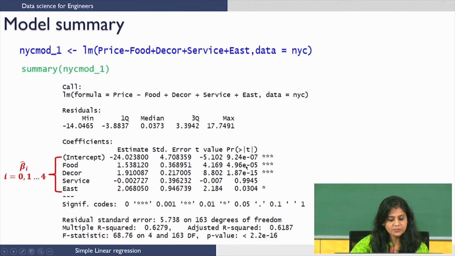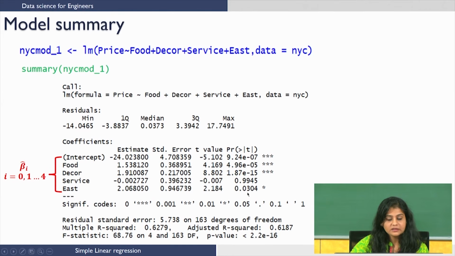The same goes for the p value for food and decor. They are also less than 0.05, and so we need to retain them, and the stars tell you how significantly different they are from 0. Whereas if you look at the p value of service, it is 0.9945, which is really high compared to our significance level. So, this tells you that the term service is not important, and if you look at the estimated value, it is very close to 0. So, service is not an important term in explaining the price.